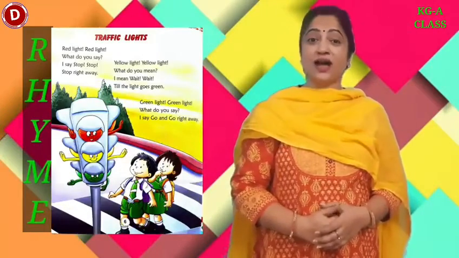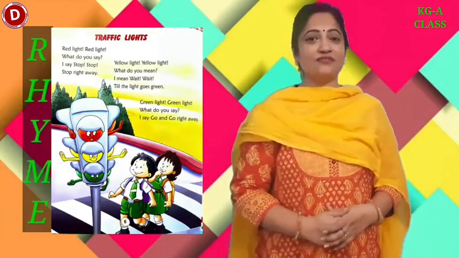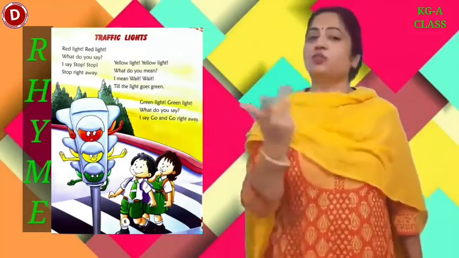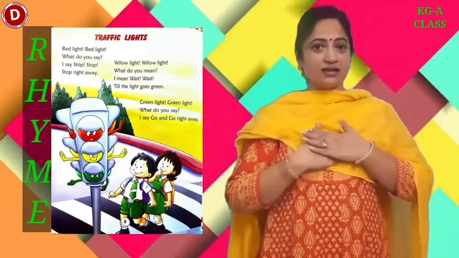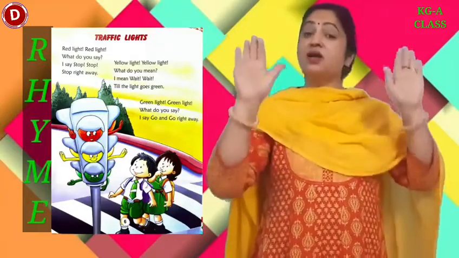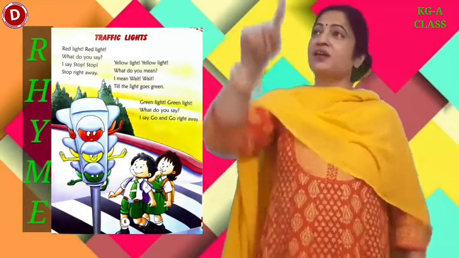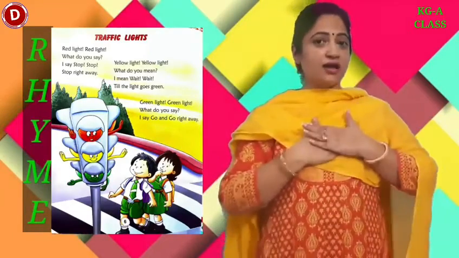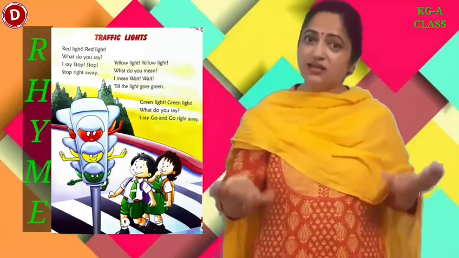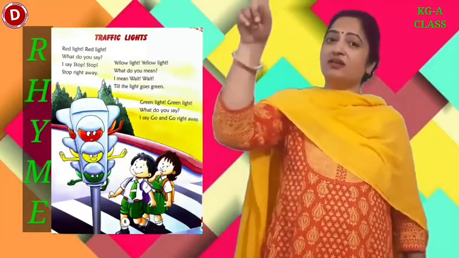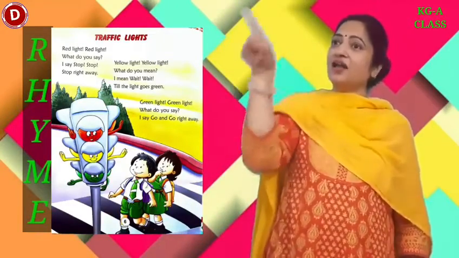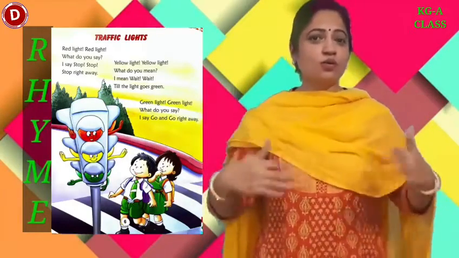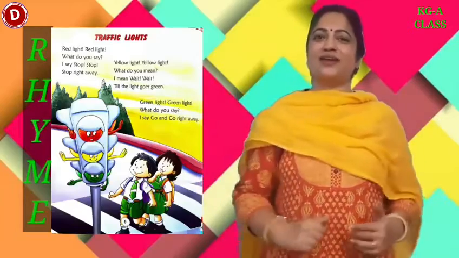Children, now the last rhyme for the day. Traffic lights. Red light, what do you say? I say stop, stop, stop right away. Yellow light, what do you mean? I mean wait, wait, till the light goes green. Green light, what do you say? I say go, go, go right away.